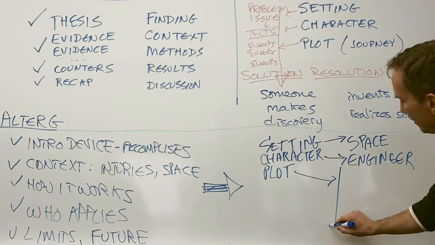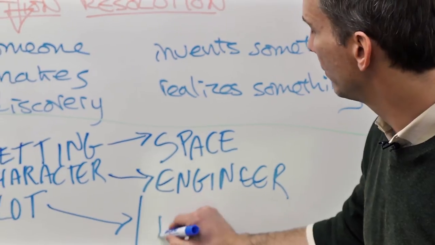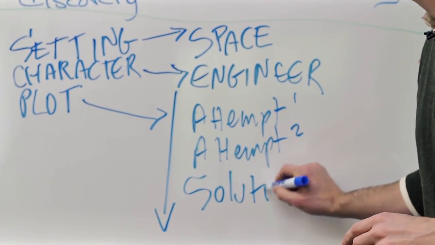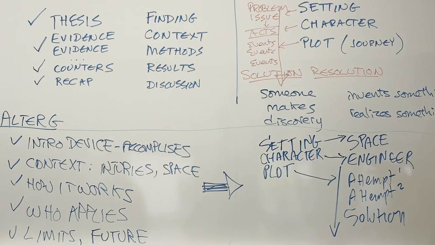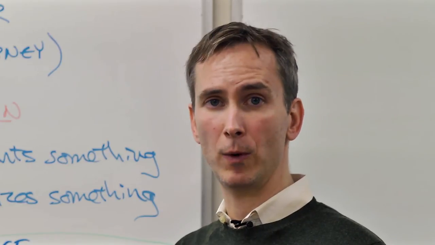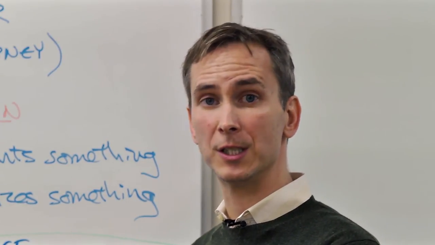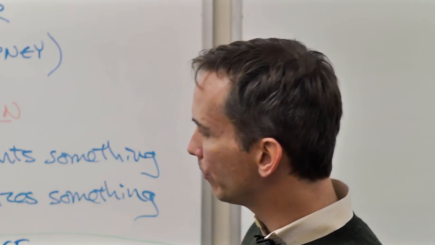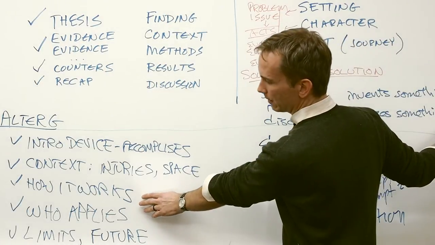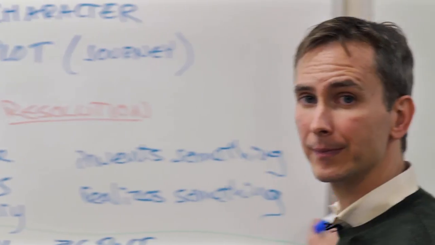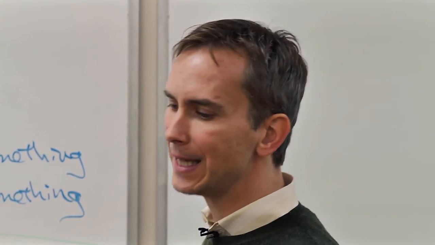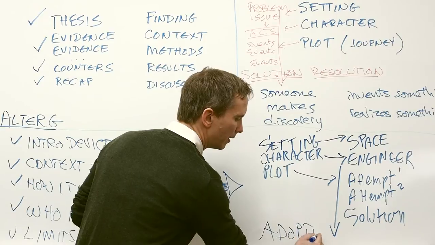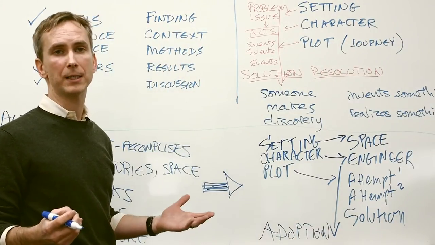And the plot would be, through time, the investigation of this problem. So we might have, okay, they tried this, then they tried this, and then finally, they reach a solution. And the solution actually may also be in parts. They succeeded and found one thing that worked, or they found part of the solution, but it didn't work in certain situations, and then they solve that. So your plot is essentially taking us through arriving at it. In the process of the plot, we're going to get how it works and who it applies to. That will come through the story. Once we get to the end, we can talk about its adoption and where else other uses that might exist for it.